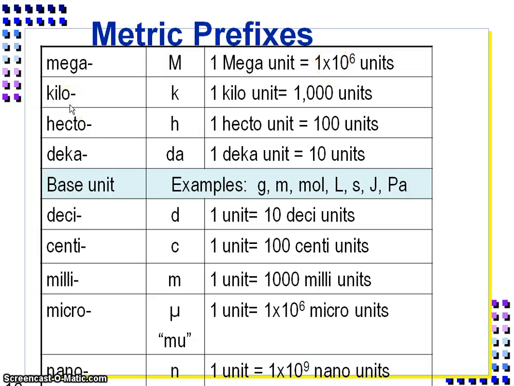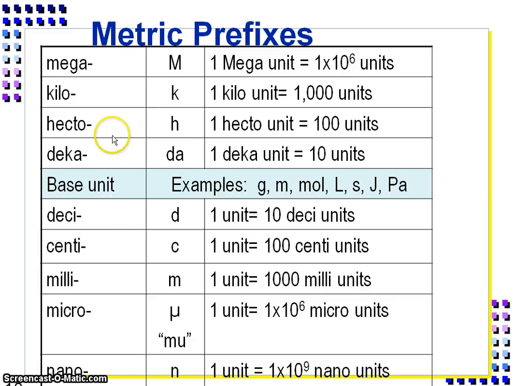The next unit to know is kilo. Kilo is a lowercase k, and I could say 1 kilogram was equal to 1,000 grams. Kilo means 1,000. Remember that kilo is the bigger unit, so that's why 1 kilogram is 1,000 grams, because one big unit is going to be equal to 1,000 of the smaller unit.